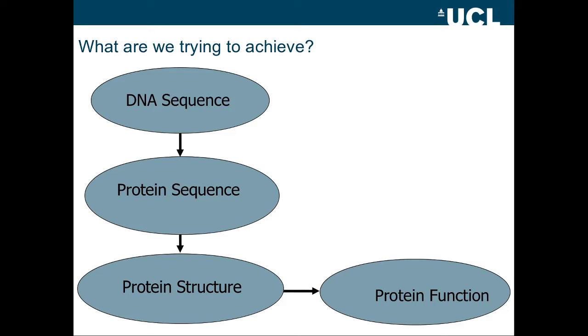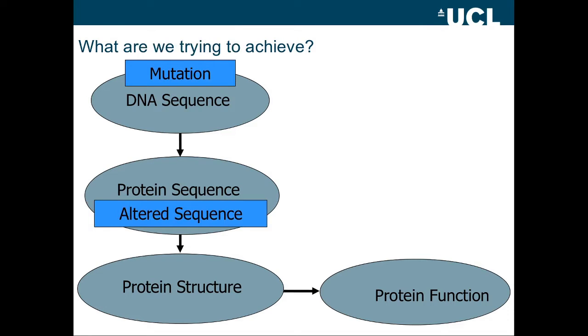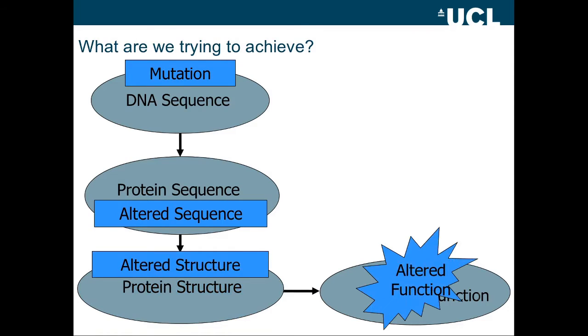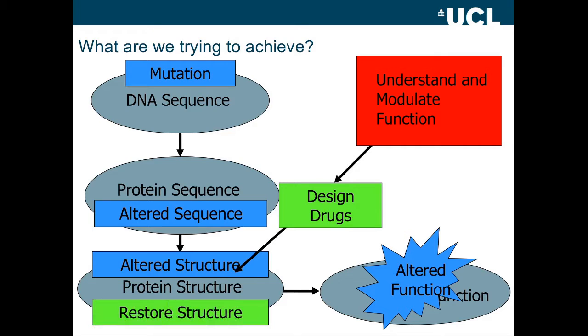So in the case of mutations, if we have a mutation in the DNA sequence, which happens to alter the protein sequence, that will result in alteration of the protein structure and therefore have some effect on function. Again, if we can understand and modulate how this happens, we can design drugs that bind to the structure, restore that structure, and therefore restore the function.